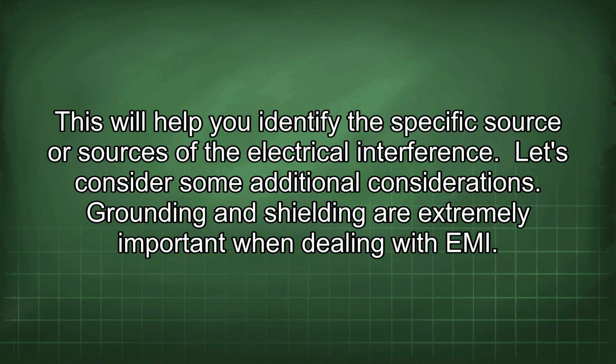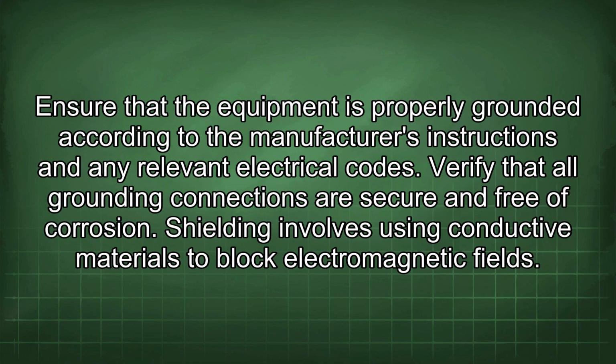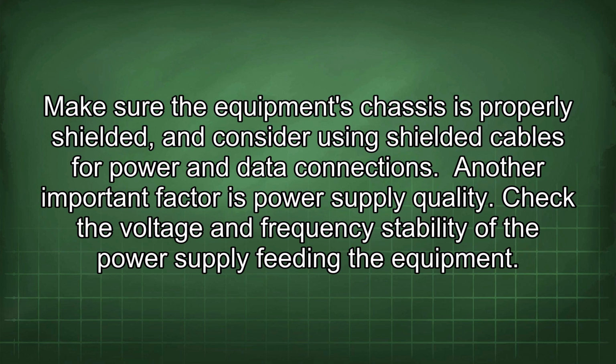Let's consider some additional considerations. Grounding and shielding are extremely important when dealing with EMI. Ensure that the equipment is properly grounded according to the manufacturer's instructions and any relevant electrical codes. Verify that all grounding connections are secure and free of corrosion. Shielding involves using conductive materials to block electromagnetic fields. Make sure the equipment's chassis is properly shielded and consider using shielded cables for power and data connections.